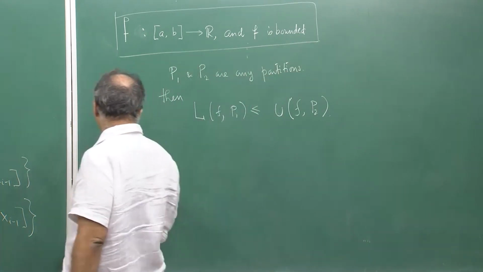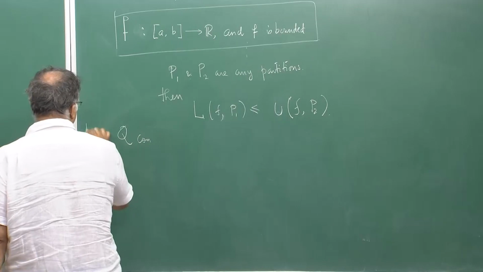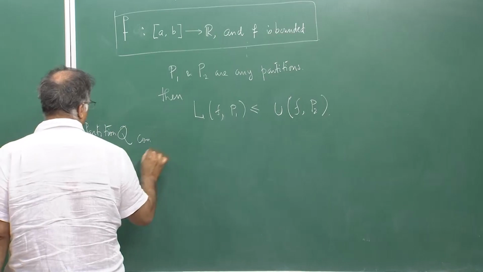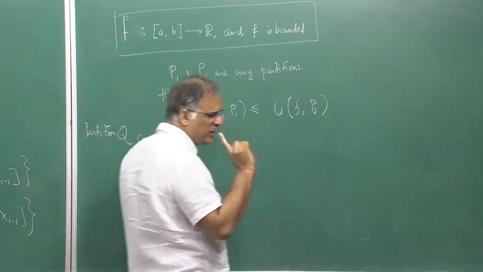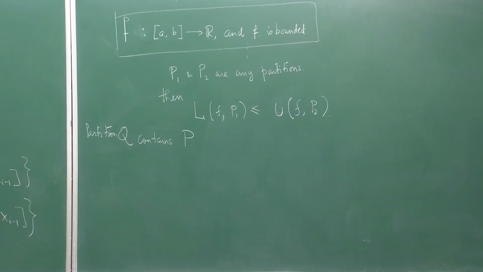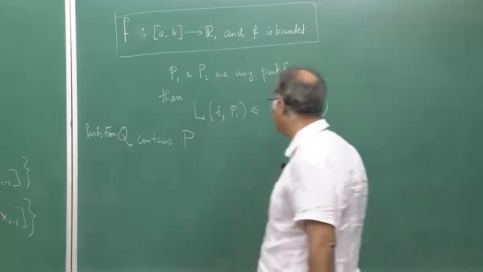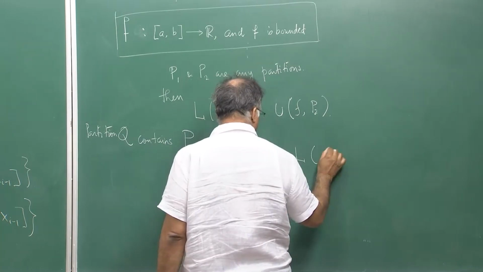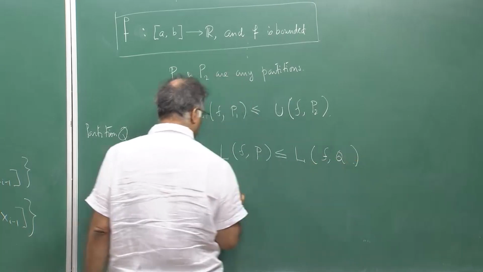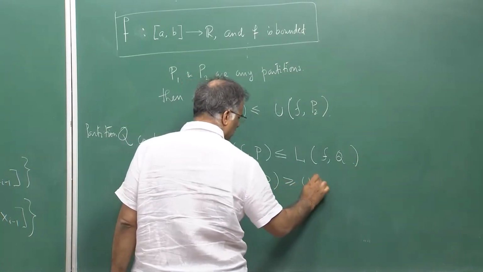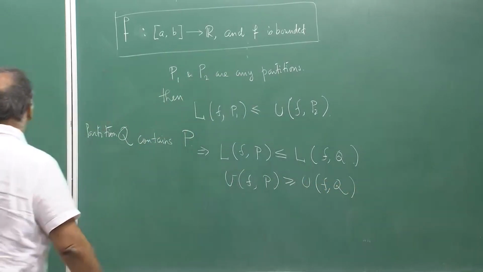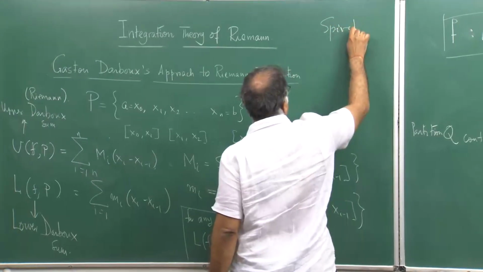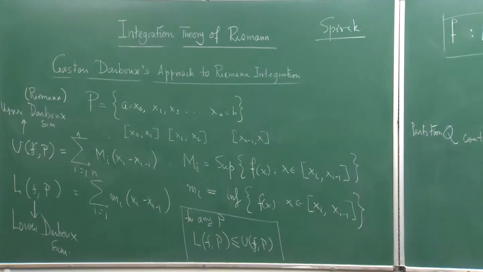So the first result that we want to show is that if a partition Q contains P, that is, Q has at least one more point than P, so all the points of P are contained in Q, then it would imply that the lower Riemann sum is less than... I just want to mention that I am using the book by Spivak, Calculus by Spivak. I am using his symbol because otherwise I usually write UPF. That doesn't matter.